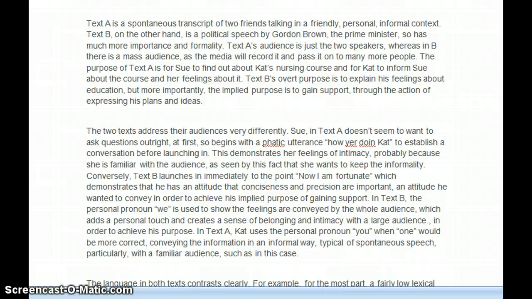The purpose of Text A is for Sue to find out about Kat's nursing course and for Kat to inform Sue about the course and her feelings about it. Text B's overt purpose is to explain his feelings about education, but more importantly the implied purpose is to gain support through the action of expressing his plans and ideas.